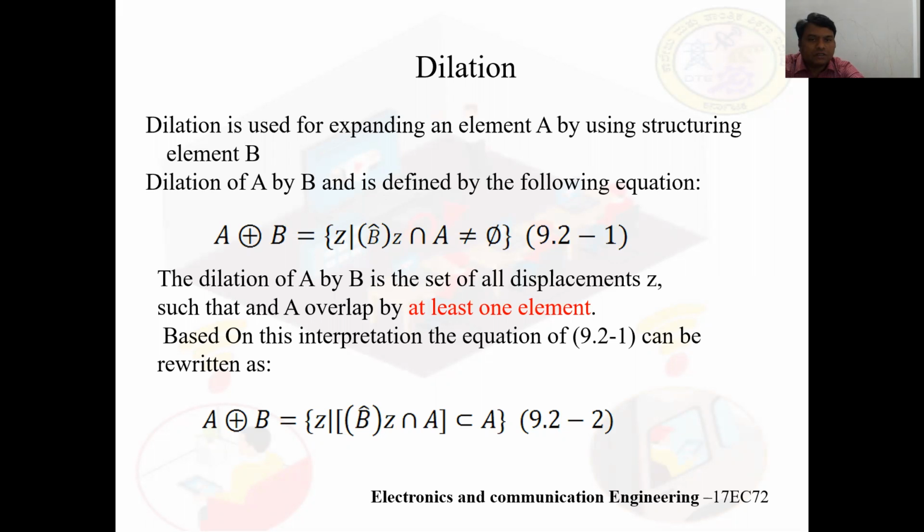Based on this interpretation, the equation can be rewritten as A dilation of B is equal to the set of Z such that B cap Z intersection of A is a subset of A. So that is, obtain the reflection of B about the origin and shift this reflection by Z. Dilation of A and B is the set of all displacements Z such that B cap and A overlap by at least one element.